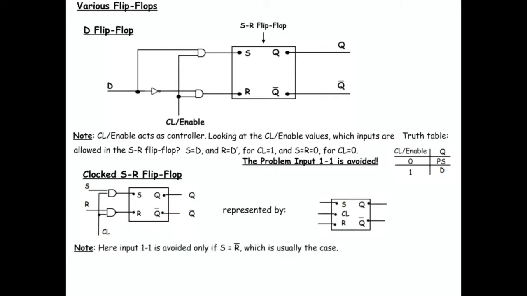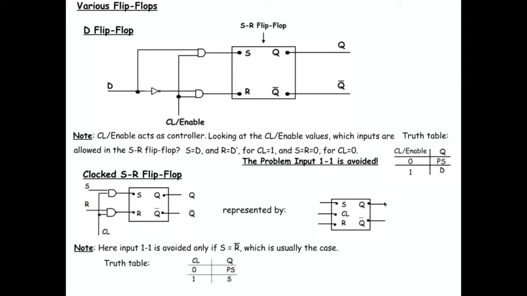Here, input 1,1 is avoided only if S is the complement of R, which is usually the case, or we'll just say, as far as we're concerned, it's always the case. If we want to make sure that that is always the case, we'll put something like this, split and invert, outside, but we'll just trust that it's the case. Okay, so now we can make the truth table.